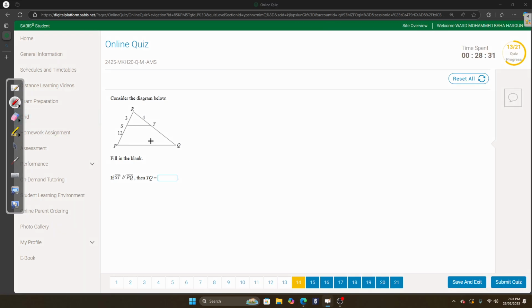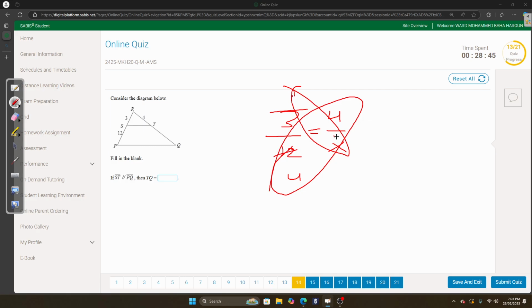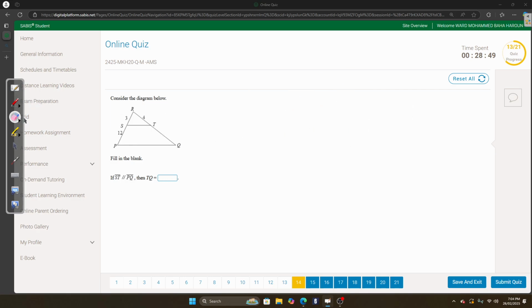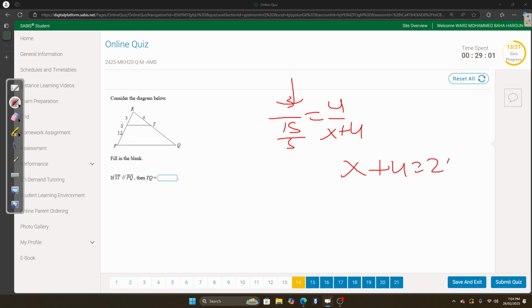For this one, 3 over 12 is equal to 4 over x. You cross multiply, and you get x is equal to 16. Now if you want to do the other method, which is 3 over 15 is equal to 4 over x plus 4, you're going to get x plus 4 is equal to 20, and then minus 4, x is equal to 16.